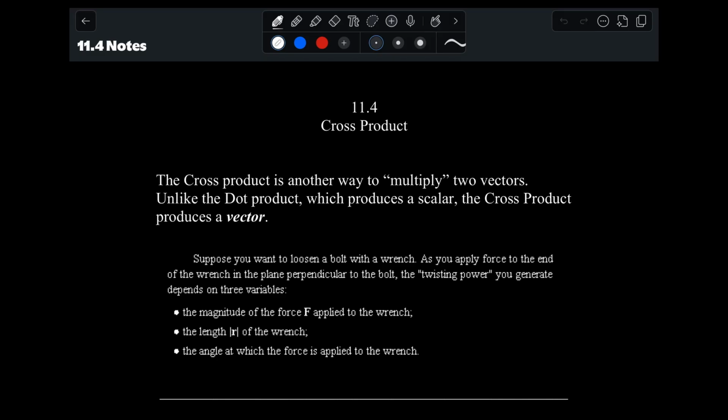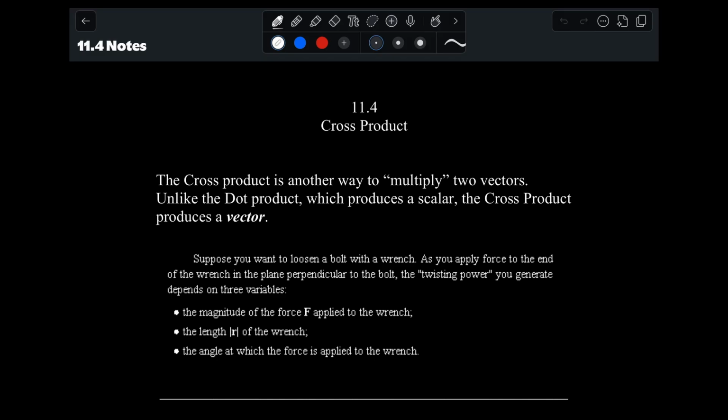In our last video, we were talking about the dot product, a type of multiplication between two vectors that returns a scalar. But in this case, we're going over the cross product, which is another way to multiply vectors that returns a vector instead of a scalar.